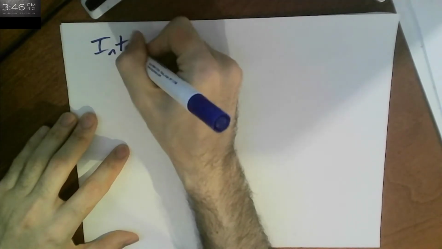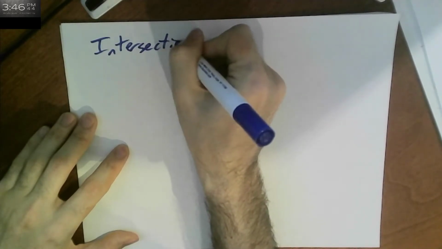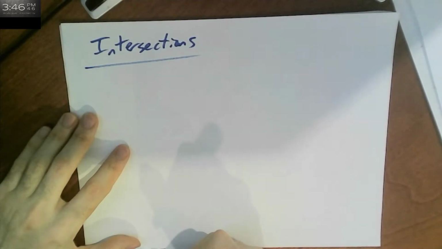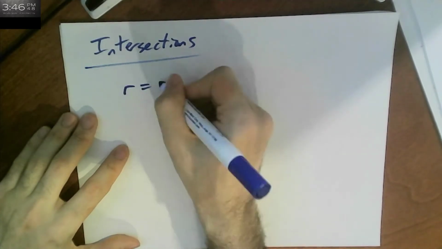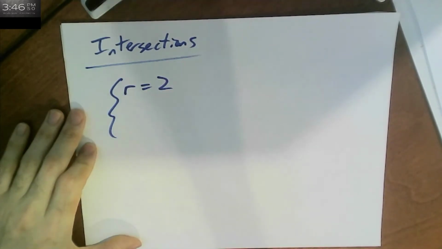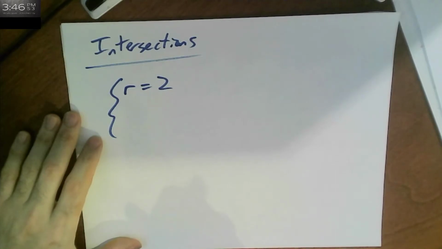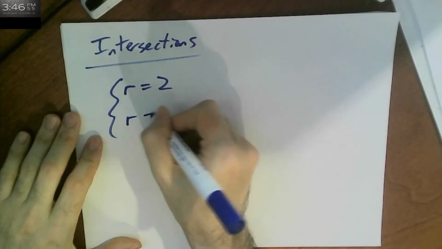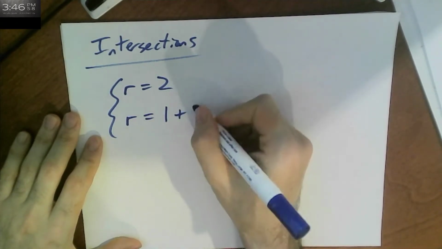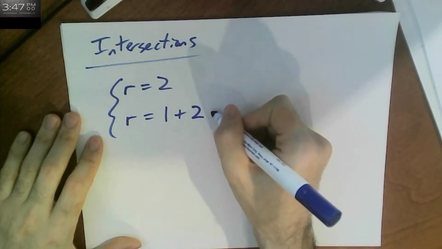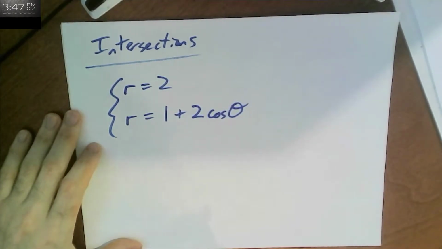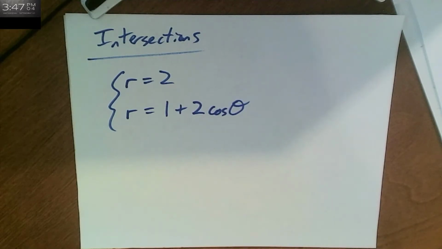We're going to review one tool that we need when working with polar, which is the idea of working with intersections in polar. So for example, let's think about the case of finding intersections of the circle where R is always 2, and the limaçon where R is 1 plus 2 cosine theta.